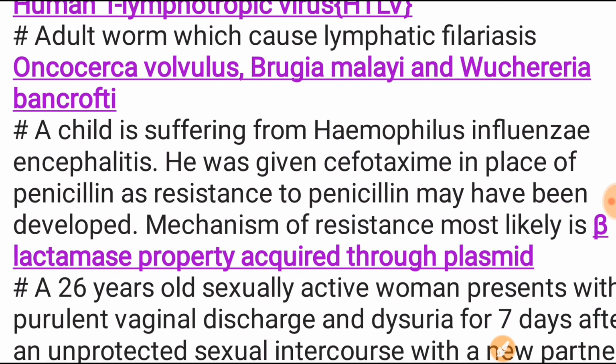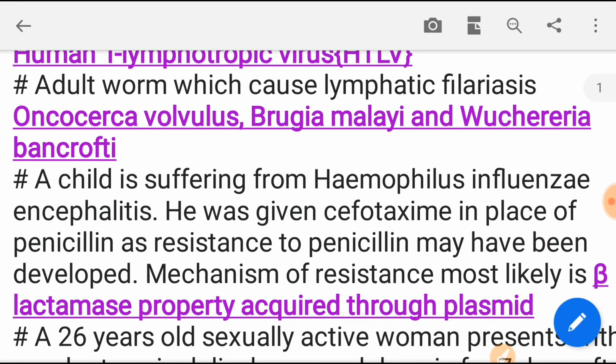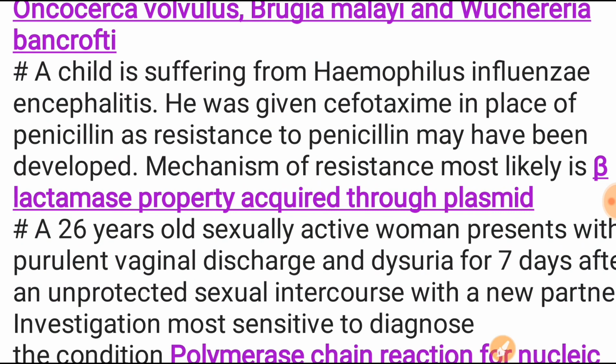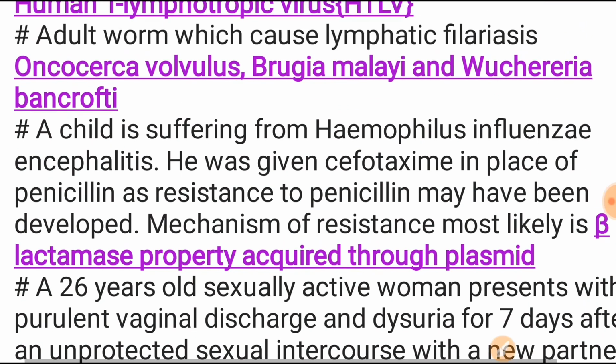Next one is the adult worm which causes lymphatic filariasis. What is the causative organism of filariasis? The options are Onchocerca volvulus, Brugia malayi, and Wuchereria bancrofti. That is the causative organism of lymphatic filariasis.